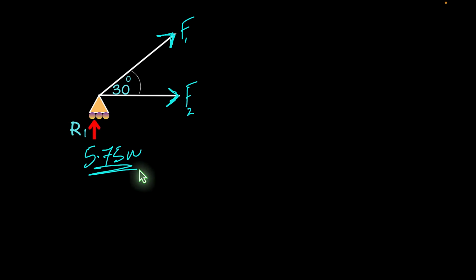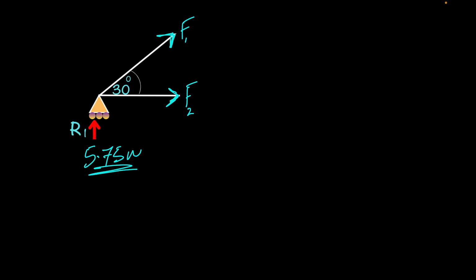So let's continue. Let's take this to be joint 1, and we're going to assume that each of these members are going away from the joint until we find out what the actual answer is. So let's label this as F1 for force and F2 for force. Force 1, force 2. And we already know what R1 is. R1 turned out to be 5.75 newtons.